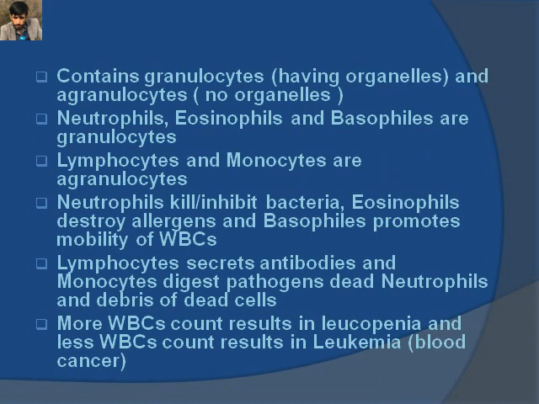WBC contains two main components, namely granulocytes and agranulocytes. Granulocytes have organelles in them and consist of neutrophils, eosinophils, and basophils. Similarly, agranulocytes have no organelles and consist of lymphocytes and monocytes. Each of them have major functions in our body. More WBCs count result in leukopenia, while the less WBCs count result in leukemia.